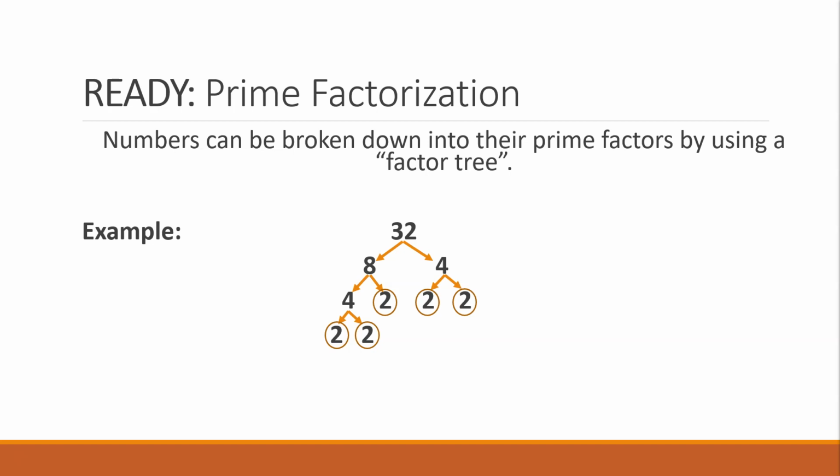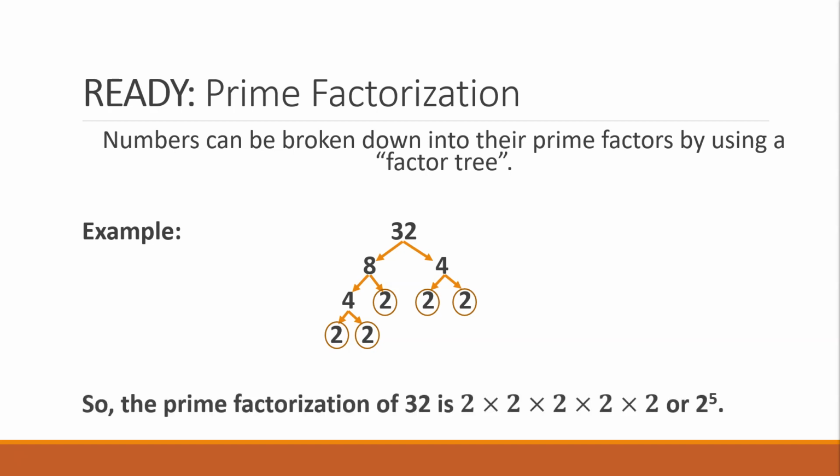We can say that the prime factorization of 32 is 2 times 2 times 2 times 2 times 2, or 2 to the 5th power.